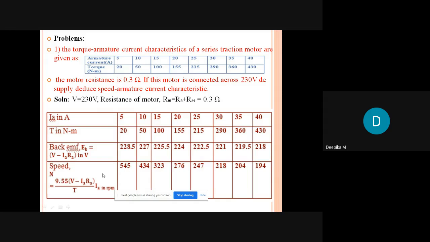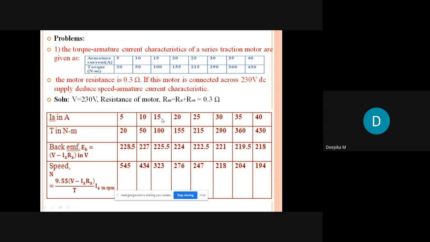Next, coming to the speed formula, we have already calculated V minus IA RA, and we also have the torque and IA. Now let us vary the IA and T values only. For the first calculation, substitute IA as 5 ampere and torque as 20 newton meter. Substituting, you get the value 545. In the same way, for the next set of readings, substitute IA as 10 ampere and T as 50 newton meter. Then you get the value 434. Like this, keep on substituting the values.